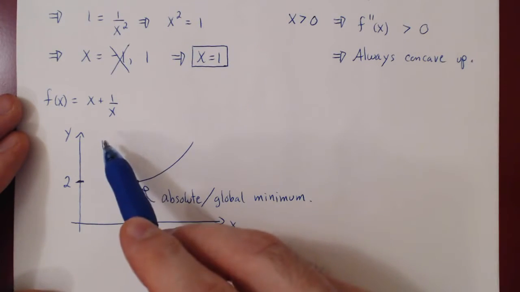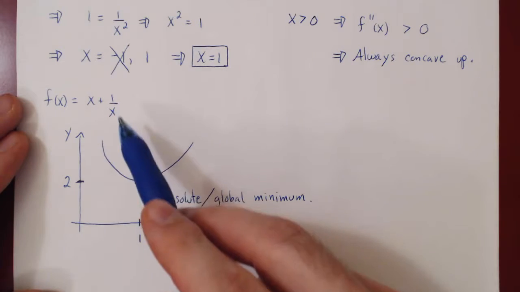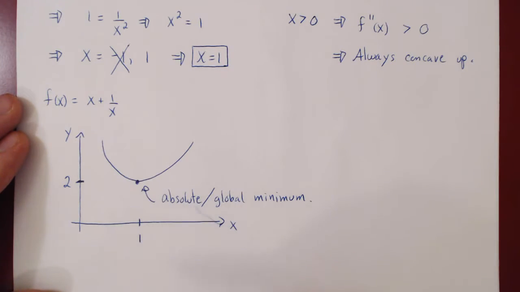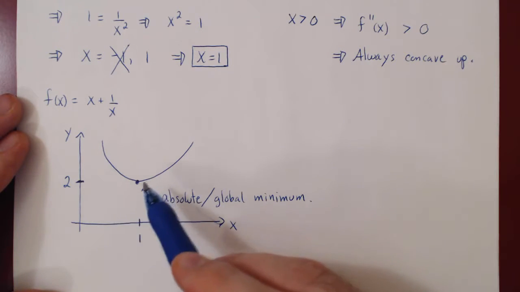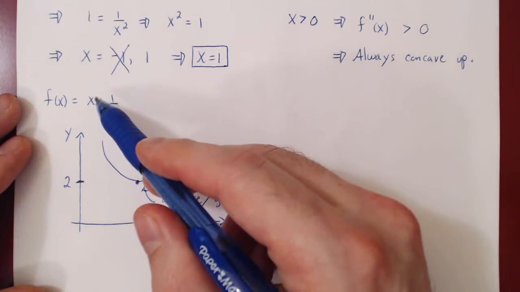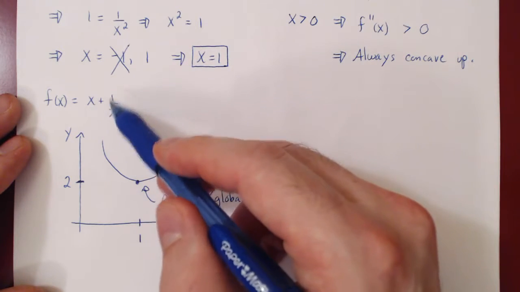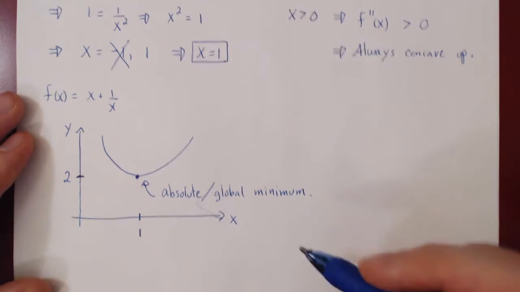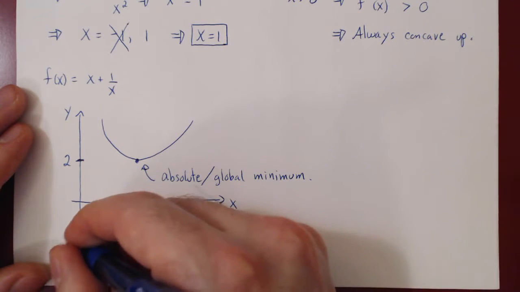By producing a rough sketch of the graph, we found that the function is minimized when x equals 1. And the minimum value is 2. So the real number whose sum between itself and its reciprocal is minimized is simply x equals 1. And that is our answer.